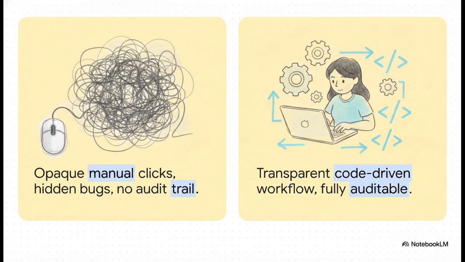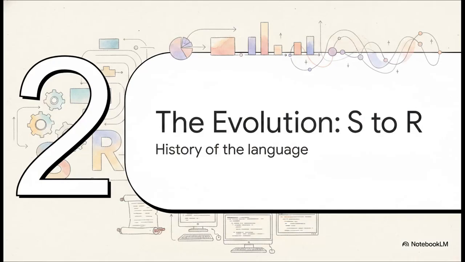Now contrast that with R's transparent, code-driven workflow. Here, every single step is fully auditable. Every action you take, right from the raw data to your final chart, it's all written down in explicit code. In serious research, relying on unrepeatable manual clicks is genuinely dangerous. A code-driven workflow actually gives you a complete auditable history of your thoughts. Now, to truly appreciate this elegant, code-driven solution, we have to look at where it originally came from. That brings us to Section 2, the evolution from S to R.